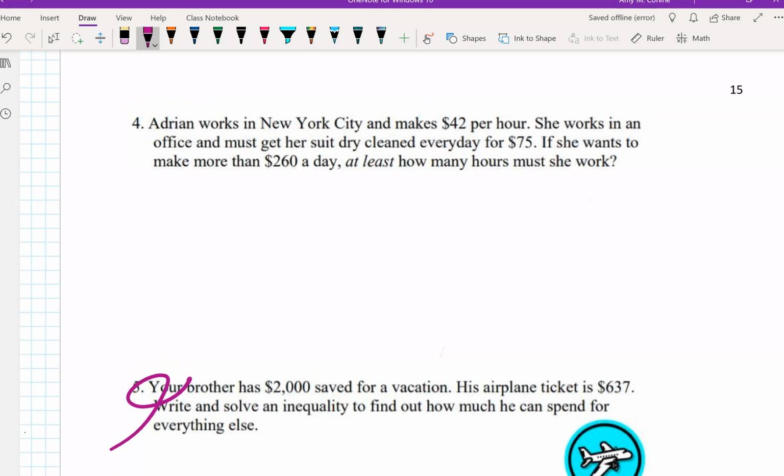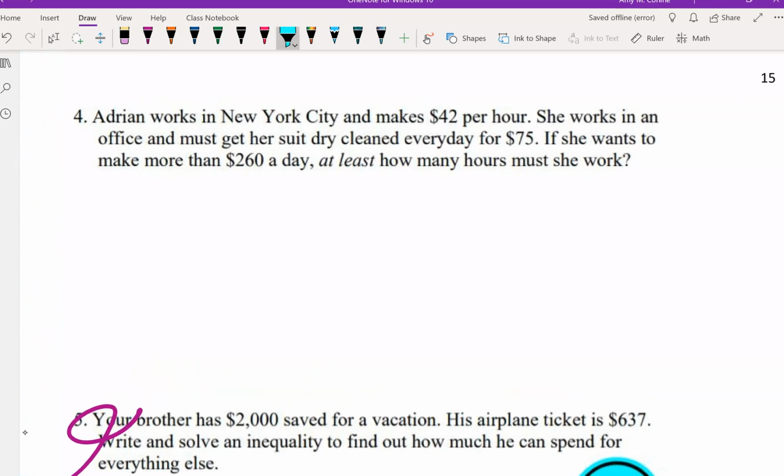Okay, so we have this keyword at least. Okay, so that should tell you inequality. At least we've talked about is a greater than or equal to, because they need to get a bare minimum of that number or their total. They can get more than that, but they need to get the bare minimum of that number. And here that bare minimum is $260 a day. Okay, so if she wants to get $260 or more, she needs to work at least how many hours?